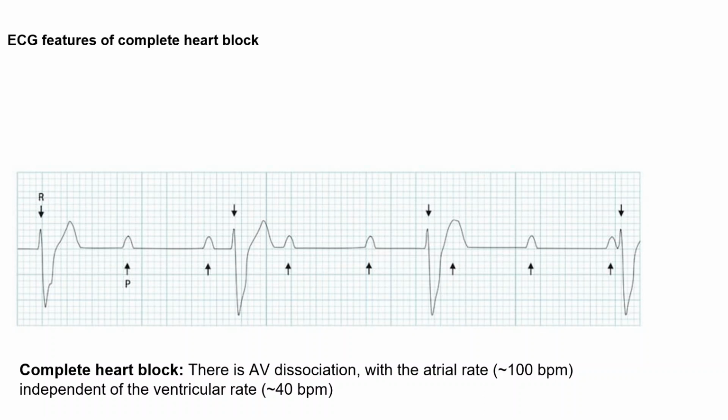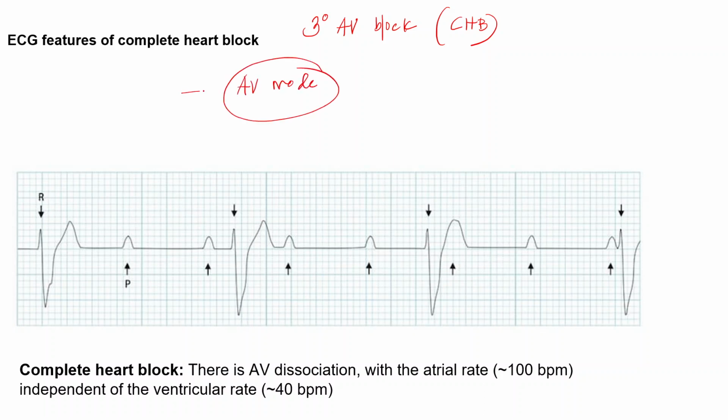Now coming to the third one, this is the third degree AV block, or you can call it a complete heart block. That means here the AV node has stopped functioning. Completely it has stopped functioning. That means it will not transmit any impulse from the atrium to the ventricle.